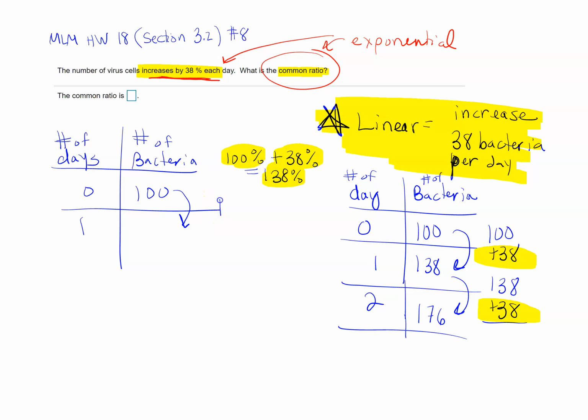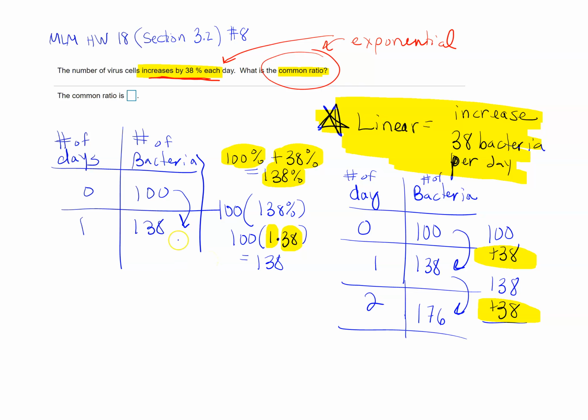So I'm going to take that 100 bacteria and multiply it by 138%, or the decimal form of that. Multiplying by a number bigger than 1 means my amount's increasing. So that 1 is representing the original whole, that original 100%, and then the 0.38 is representing that extra percentage. So when I multiply that, I would end up with 138 bacteria the next day.